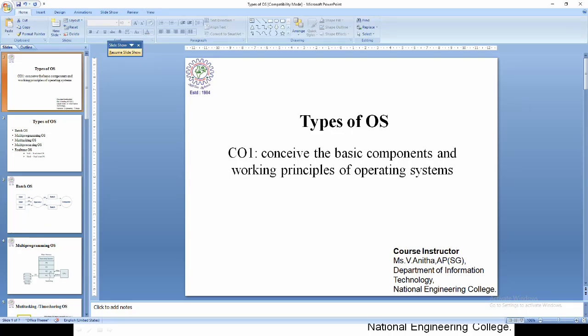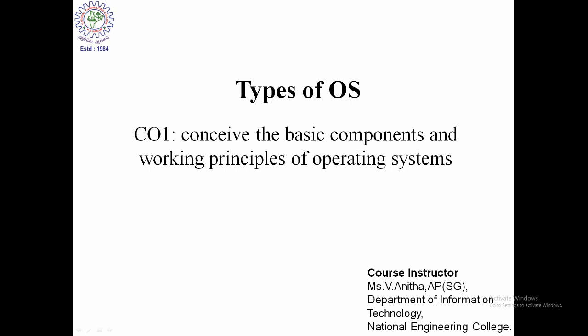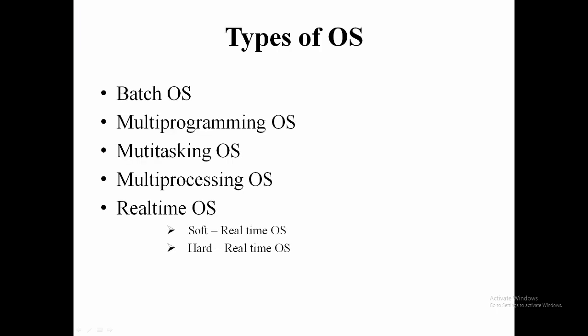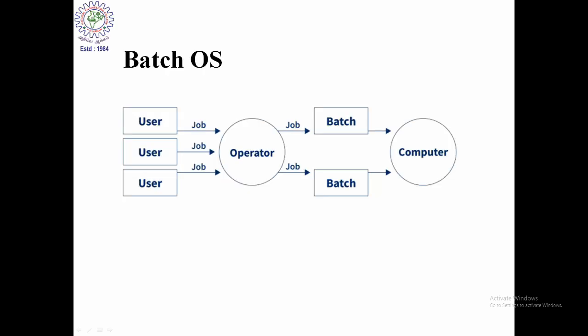Good morning, everyone. In this lecture, we are going to discuss the types of OS. There are different types of OS: batch OS, multi-programming OS, multitasking OS, multi-processing, and real-time OS. And real-time OS is further divided into two types: soft and hard real-time OS. So let's start with each type.